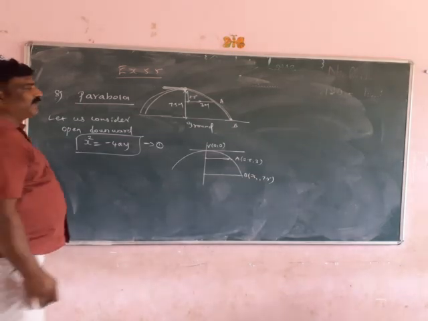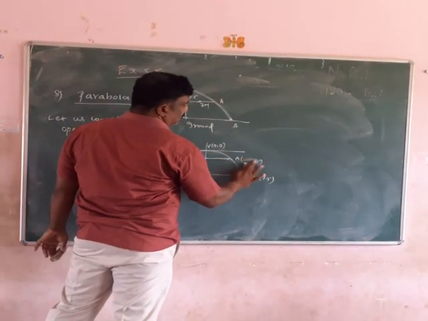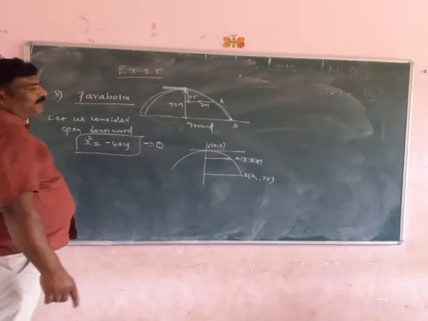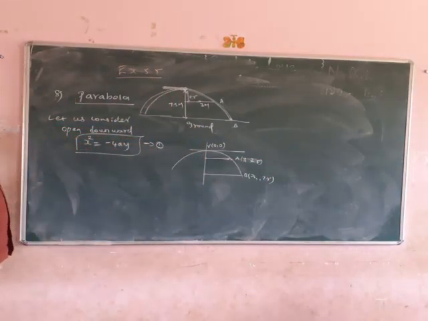Height is 7.5. Height is 2.5. Length is 3 meters away from each. So these are the given details. In the given details, we need to substitute.